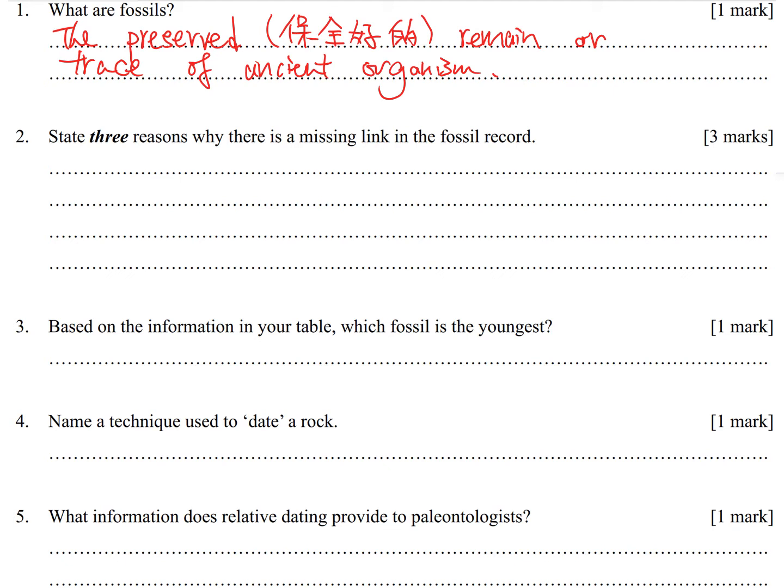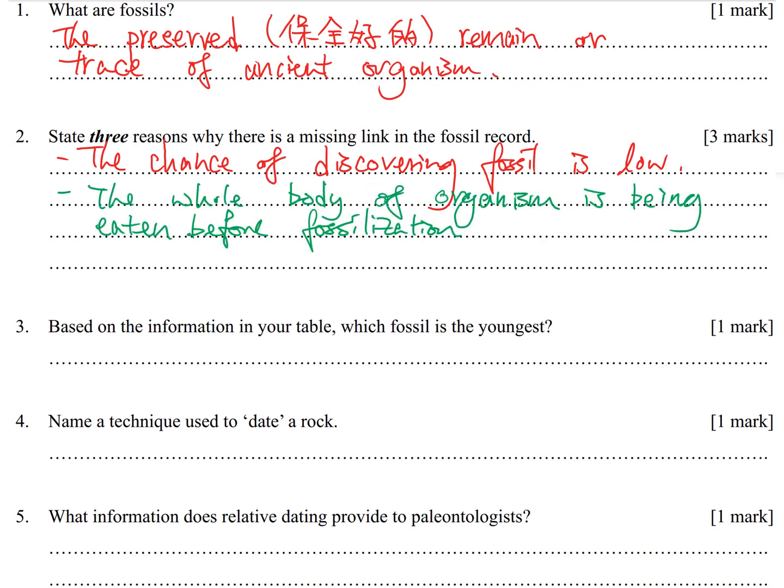Question 2. Can you state 3 reasons why there is a missing link in the fossil records? Why can't we find continuous fossil records in all the sedimentary rocks? This might be because the chance of discovering fossils is very low. The whole body of the organism is eaten before fossilization. This is possible. The conditions are not suitable for forming fossils as well. There are other reasons for having a missing link. Please take a look at the video or your book.